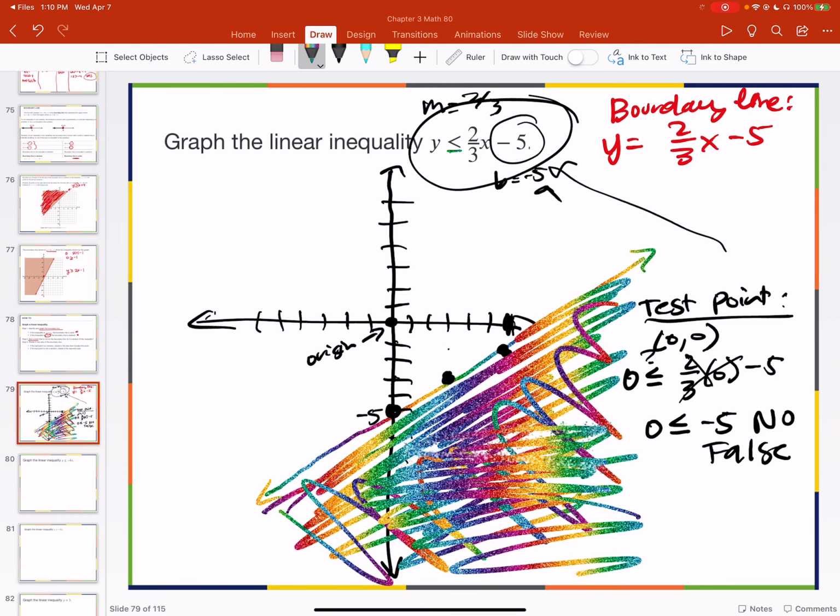And I just like coloring with this. It's so pretty. Okay, all right, let's do another one.